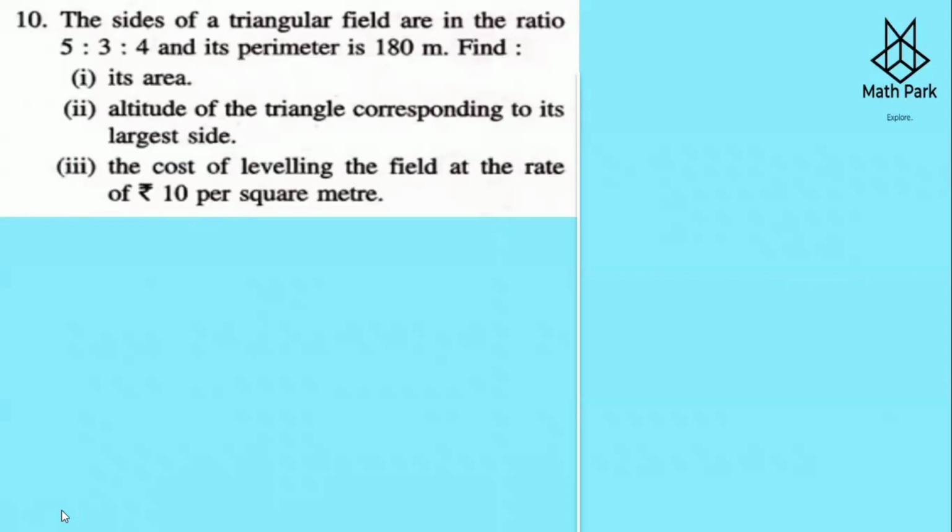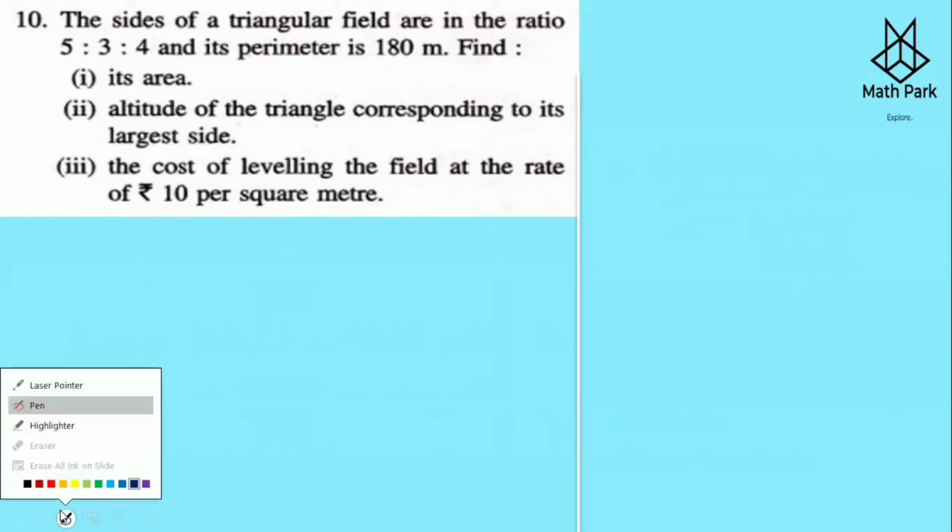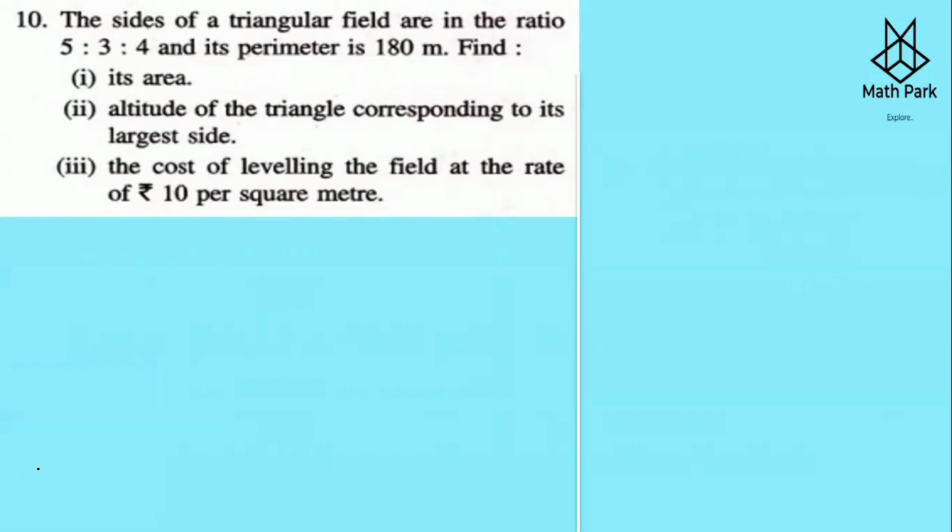Now remember 5, 3, 4, 5 is a Pythagorean triplet. So that means this has to be a right triangle. So this field is going to be a right triangular field, where longest is the hypotenuse. So 5x, this is 3x and this is 4x. Let us take the sides of this triangle as 5x, 3x and 4x. And perimeter is given as 180. So we get 3x plus 5x plus 4x is equal to 180.